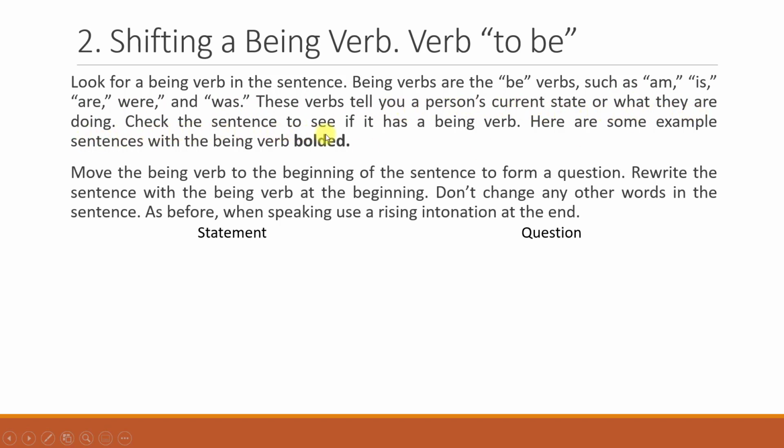Check the sentence to see if it has a being verb. Here are some example sentences with the being verb bolded. Move the being verb to the beginning of the sentence to form a question. Rewrite the sentence with the being verb at the beginning. Don't change any other words in the sentence. As before, when speaking, use a rising intonation at the end.